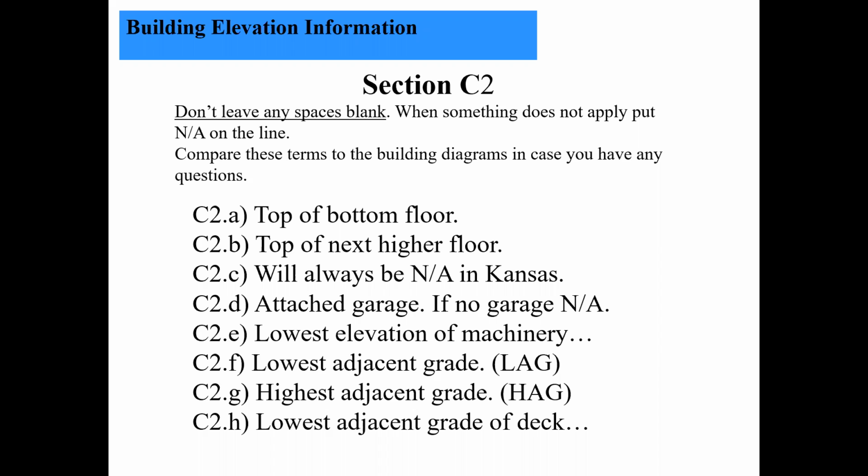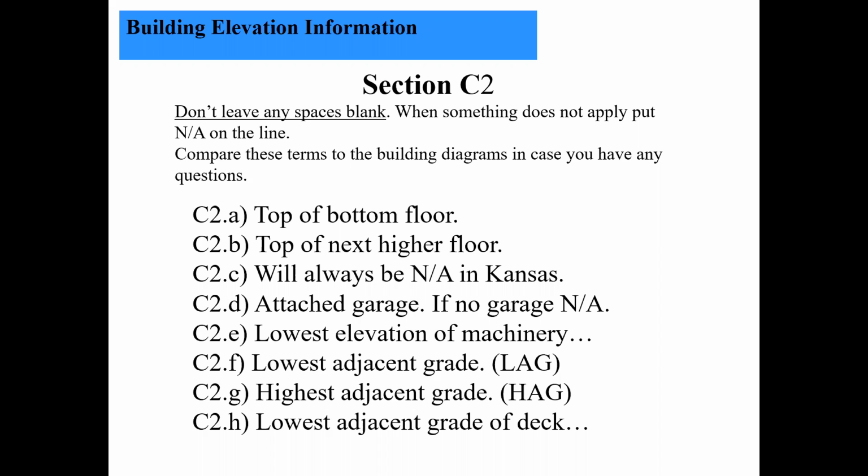C2C is always NA in Kansas. That's for coastal areas, which we don't have. And then C2D is the attached garage. If there's no attached garage, put NA. And the attached garage should be sharing a common wall with the main structure. And that's what structurally attached means. If it's just a breezeway, it would be considered detached. And I do have a couple slides on detached garage towards the end.